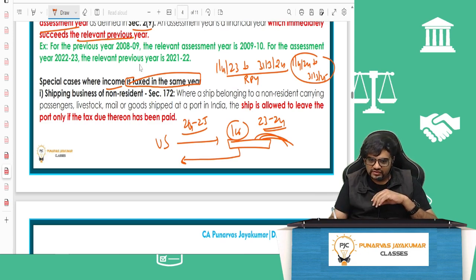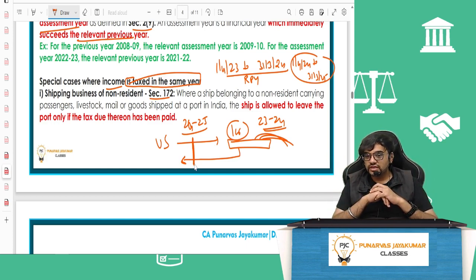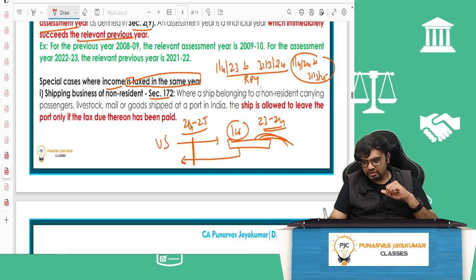So under 172, there are tax units in the port only. They'll say, if you don't pay tax on 1 crore, I will not let you leave. You be here only. I don't care. That is 172. Where a ship belonging to a non-resident carrying passengers, livestock, mail or goods is shipped at a port in India, the ship is allowed to leave the port only if the tax has been paid. No mercy.